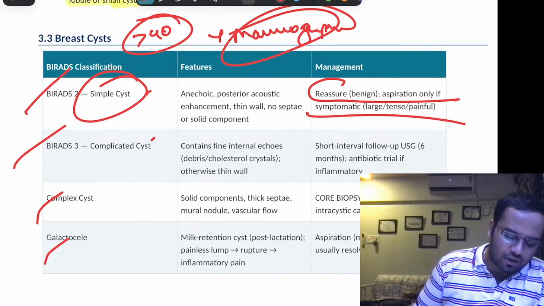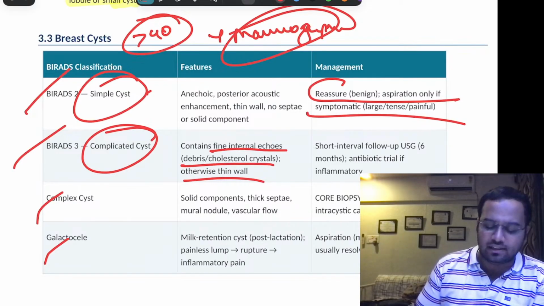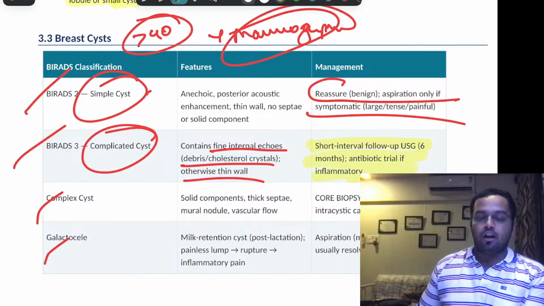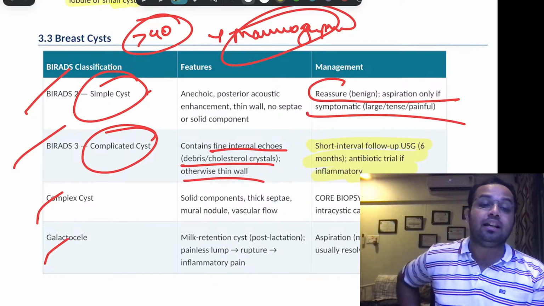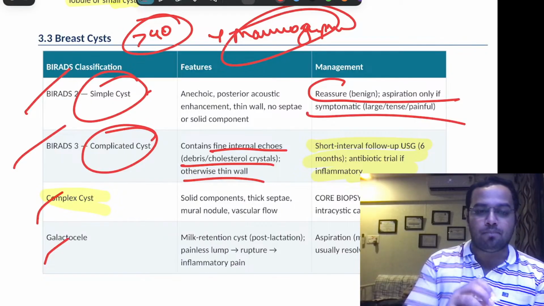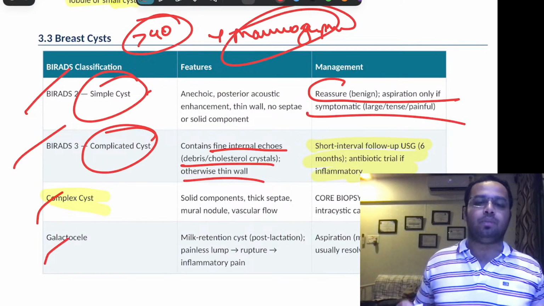If BIRADS 3, it is a complicated cyst; it contains fine internal echoes. It might be cholesterol crystals. So you are going to go for a short interval follow up, and you can give an antibiotic trial if it looks inflammatory. A complex cyst means that if a solid component has come, it becomes a complex cyst. In this also, we saw any solid component is going to be a problem.